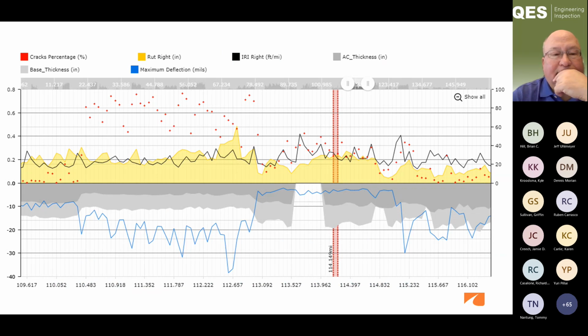And this is kind of, I think Jerry had something very similar to this and some output data that you can see in terms of maybe some quantified results. This particular slice of data looks at cracking percentages, layer thickness data from GPR, rut depths, deflections, IRI values, and so on.